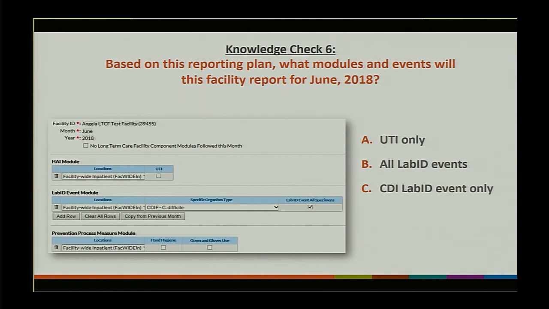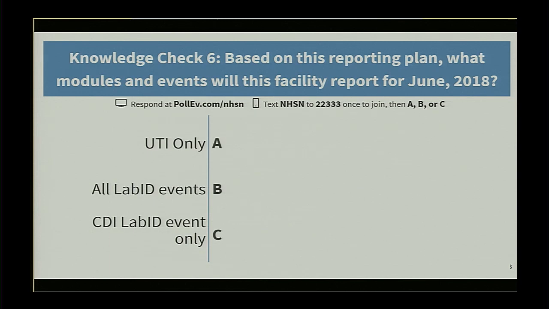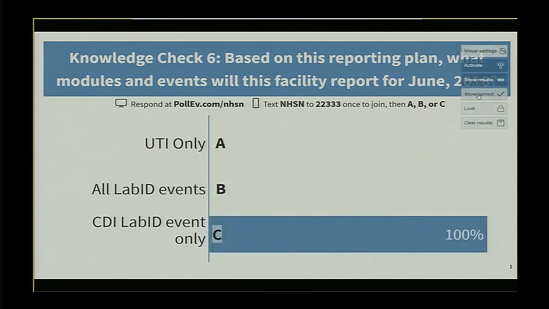Okay, knowledge check 6. Based on this reporting plan, what modules and events will this facility report for June 2018? So UTI only, all LabID events are C. difficile only. 100% of you are 100% correct. Good job.